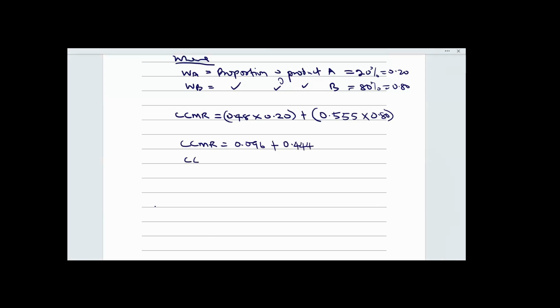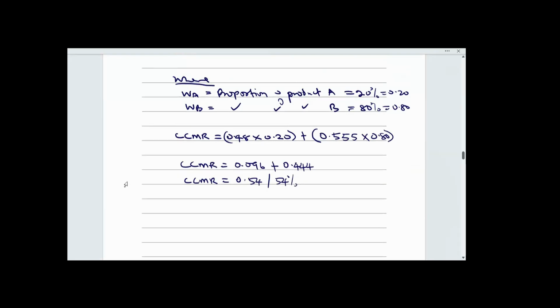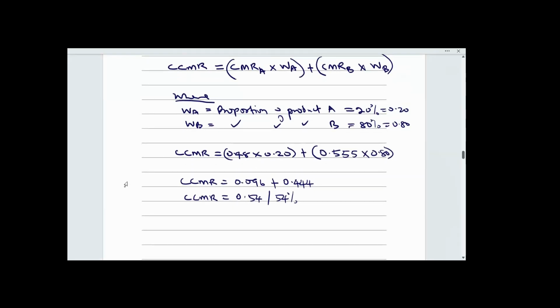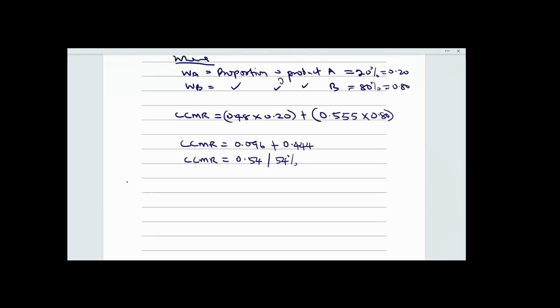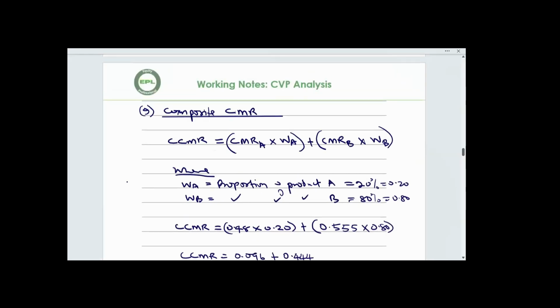Therefore, composite contribution margin ratio would then be equal to 0.344 plus 0.096, 0.544, or 54%. So composite contribution margin ratio is 54%. So if that is the case, we then go back to our formula.